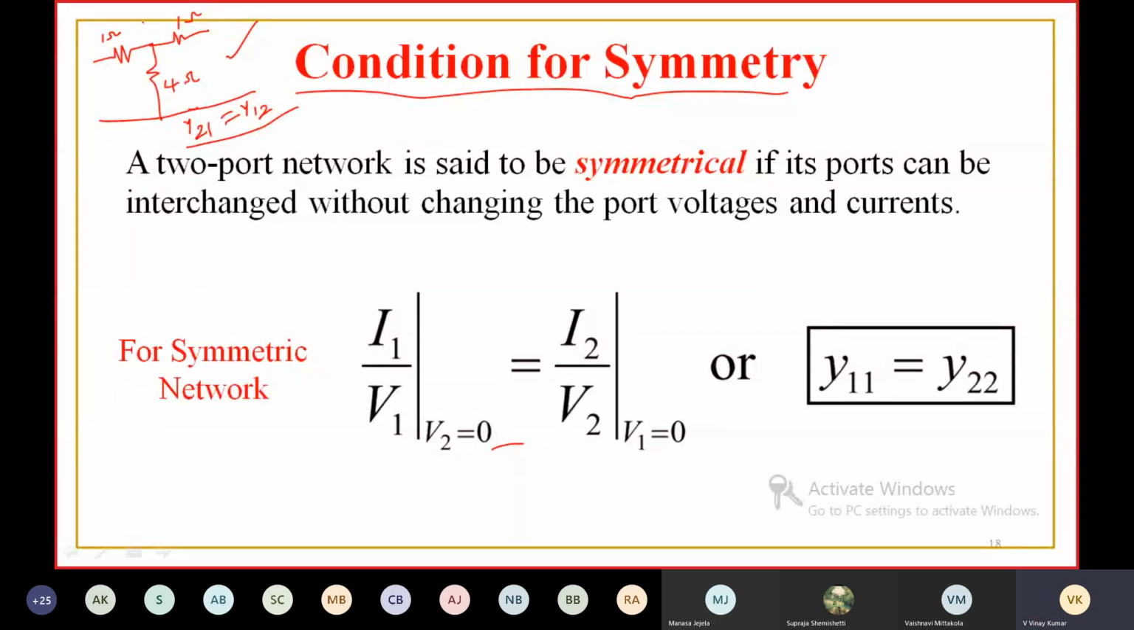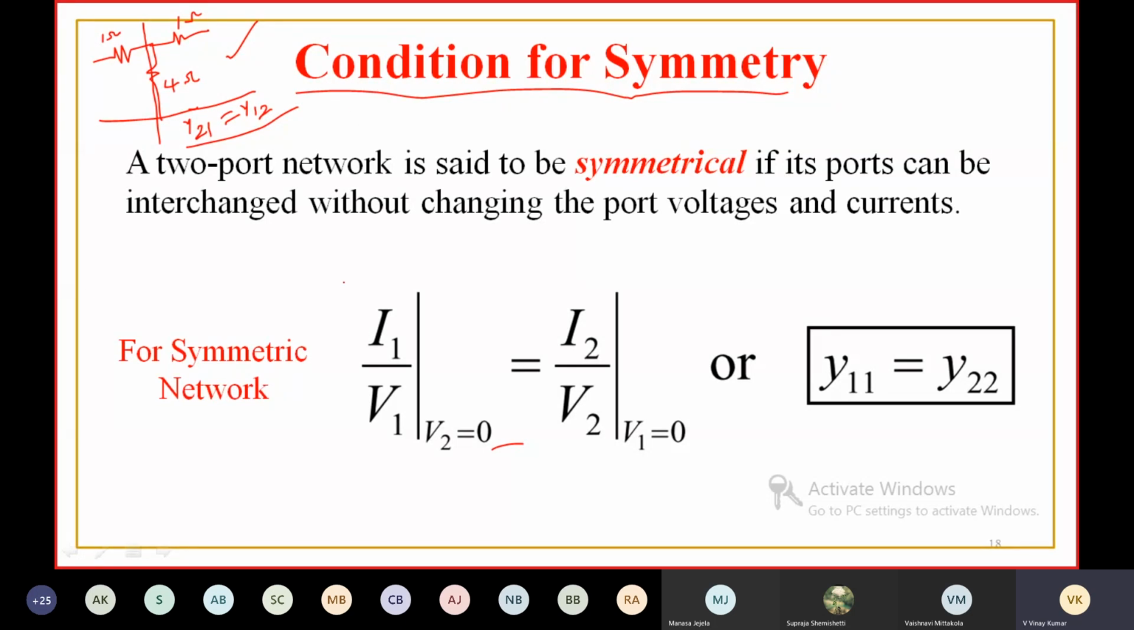To divide this network into two equal halves, this is the mirror image of this, right? So this network is said to be symmetrical. Even if you interchange the two ports, this network doesn't change.